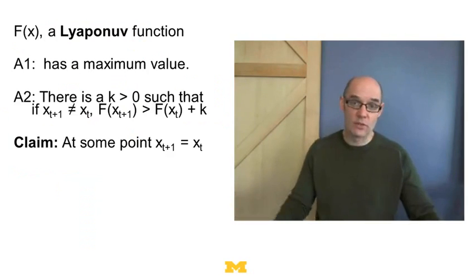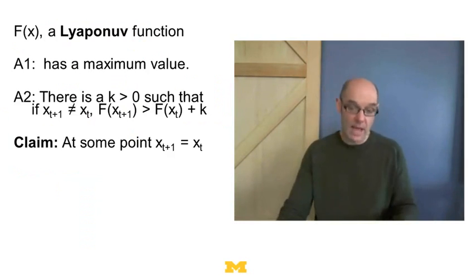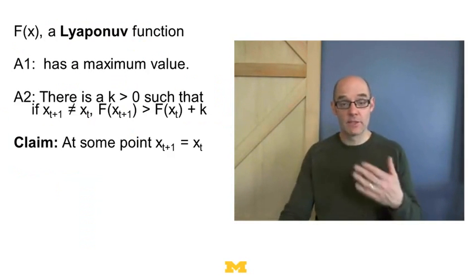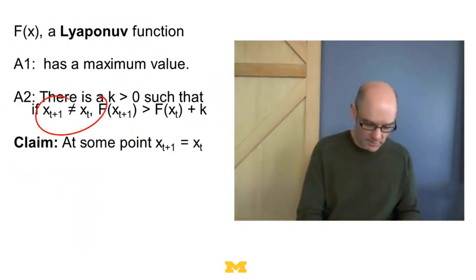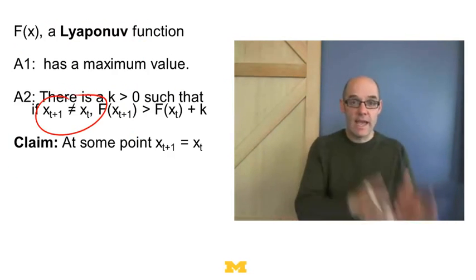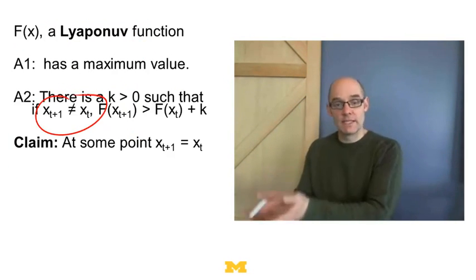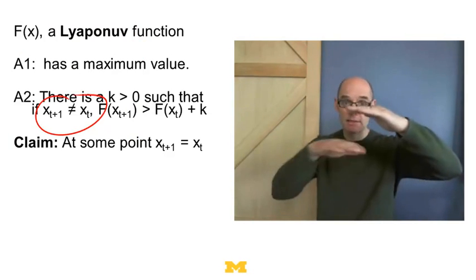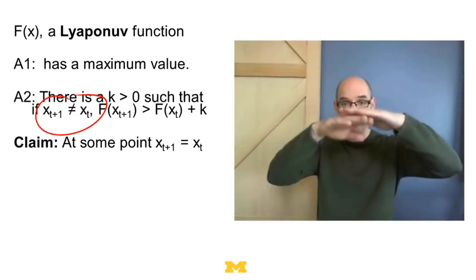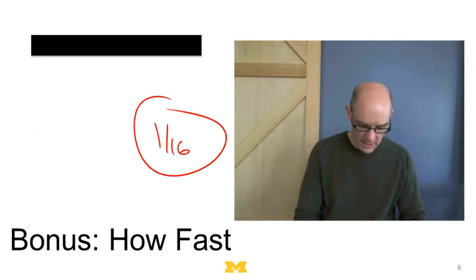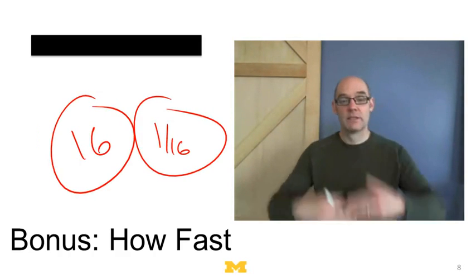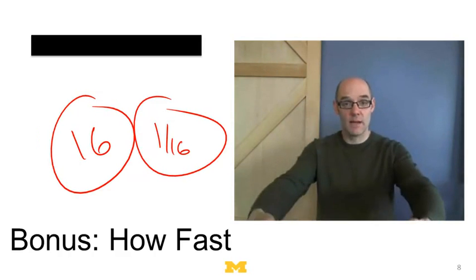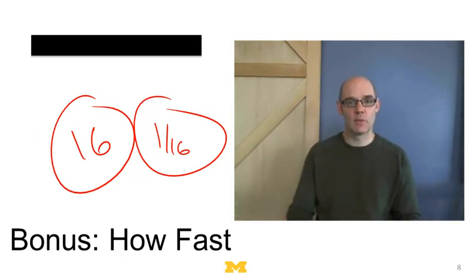So that's all there is to it. The Lyapunov function consists of f, which has a maximum value, and if the process moves over time, then in the next period you've gone up by at least some amount k. Since there's this max, and you're going up by at least k each time, eventually you're going to hit that max, and the process has to stop. Now there's a bonus as well. If each time I go up by 1/16th, then in 16 steps I'm going to have to stop. So you can also say how fast the process is going to stop, and that's not a very complicated calculation at all.